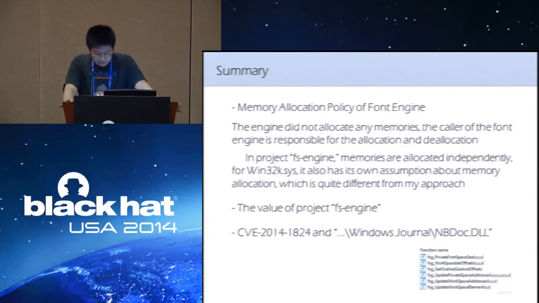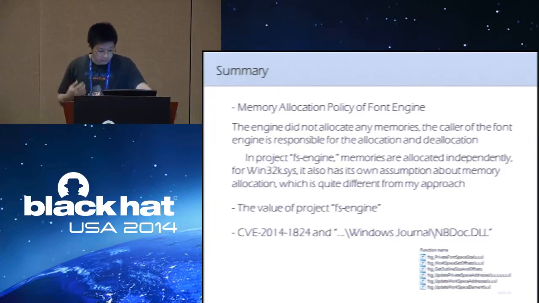Second, in project FS engine, memories are allocated separately from the C runtime heap. And win32k.sys also has its own assumption about memory allocation, which is quite different from my approach. And I think the assumptions are quite convenient for vulnerability exploitation. We will see that. And then the value of the project FS engine lies in that I transport the font engine from the Windows kernel back to user mode, where it should be.